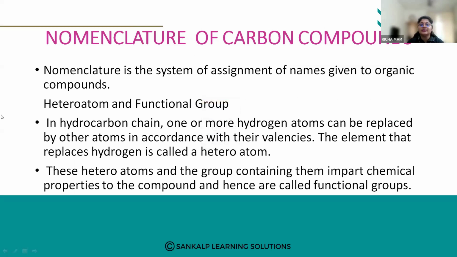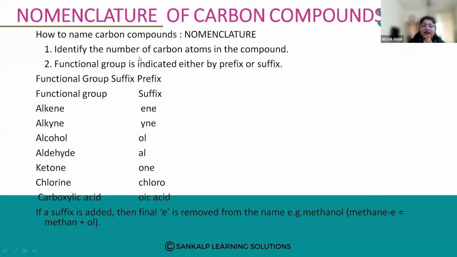The next important concept is nomenclature. What do you mean by nomenclature? Nomenclature means naming. How do we name the carbon compounds? Different names are assigned to organic compounds. So how are these names assigned? First you have to identify the number of carbon atoms in the compound.